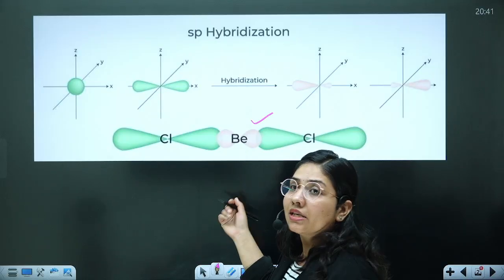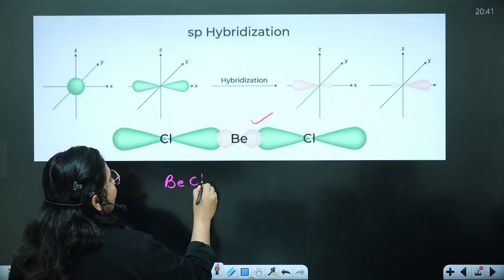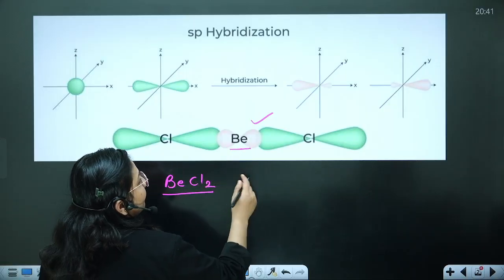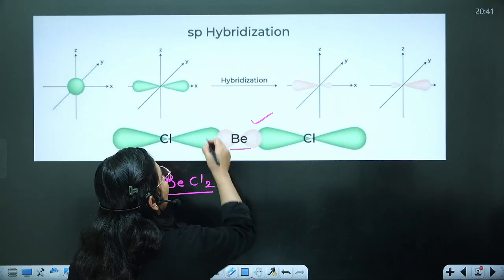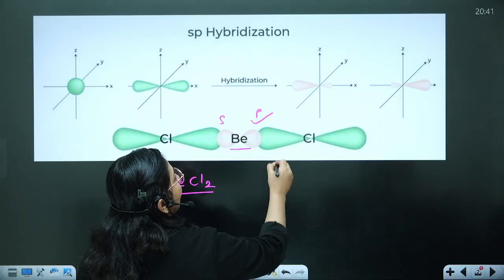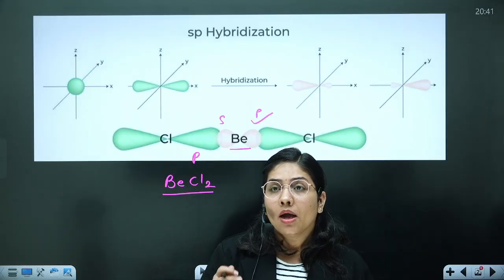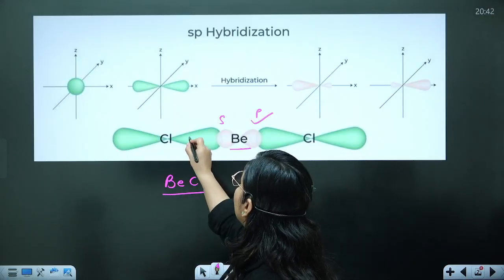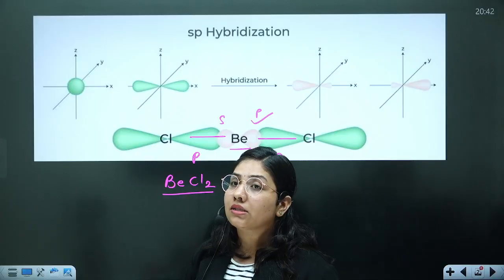यहाँ पर आप देख रहे हैं जो स्ट्रक्चर, दैट इज़ ऑफ BeCl2. Here beryllium is having two orbitals for the bond formation. Okay, that is, one is S and one is P, and chlorine have the P orbital available for the bond formation. But when we see this compound and the bond length, this is same in both the side.